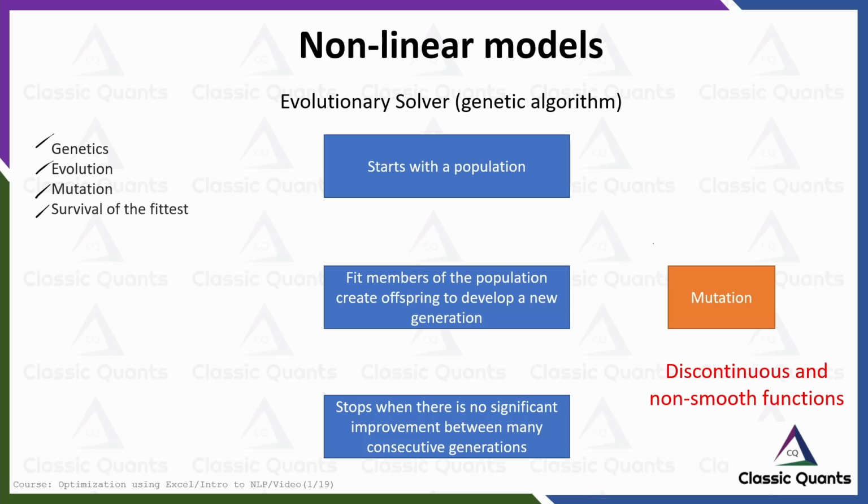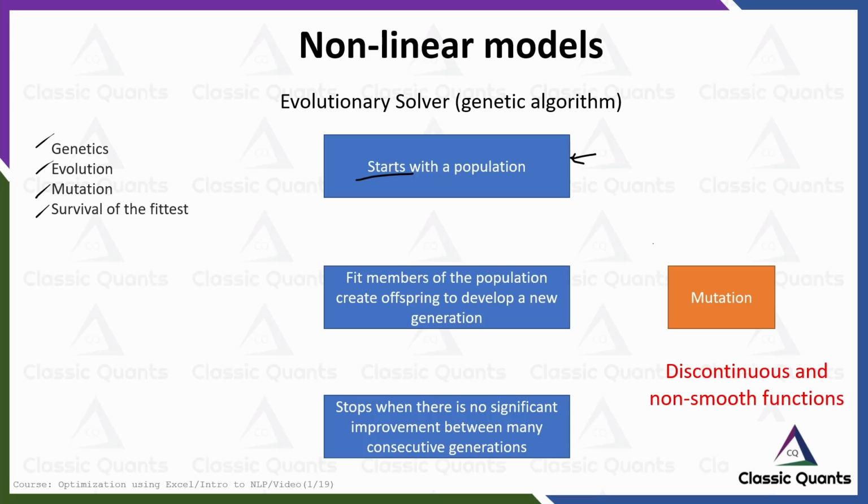Firstly, unlike the GRG solver, which always starts with a single point and tries to improve that. Note that for the GRG solver, the solver always takes care of one single solution at a time, and tries to improve it, and then goes to another point that is also a single point. But in the case of the evolutionary solver, the solver starts with a population, that means several possible solutions it populates.